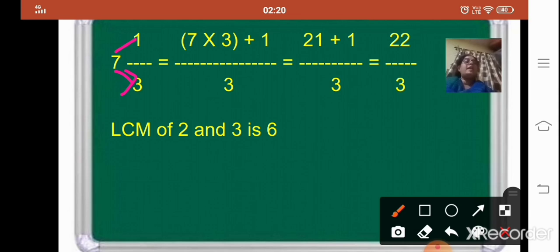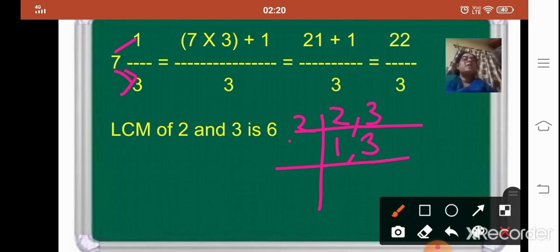Now you will find the LCM of 2 and 3. Okay. So LCM of 2 and 3, how will you find? So first you will draw a line. You can directly find the LCM of 2 and 3. So 2 ones are 2. This 3 will remain as it is. 3 is divisible only by the number itself. So LCM of 2 and 3 is 2 3s are 6.